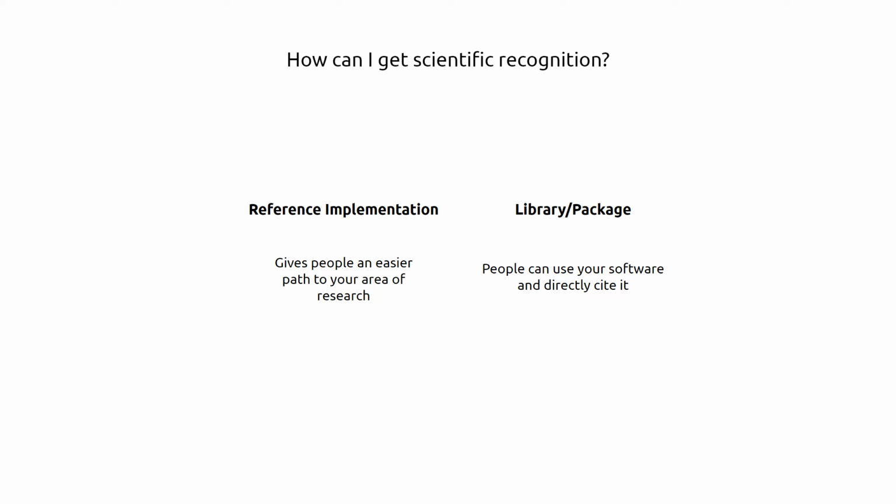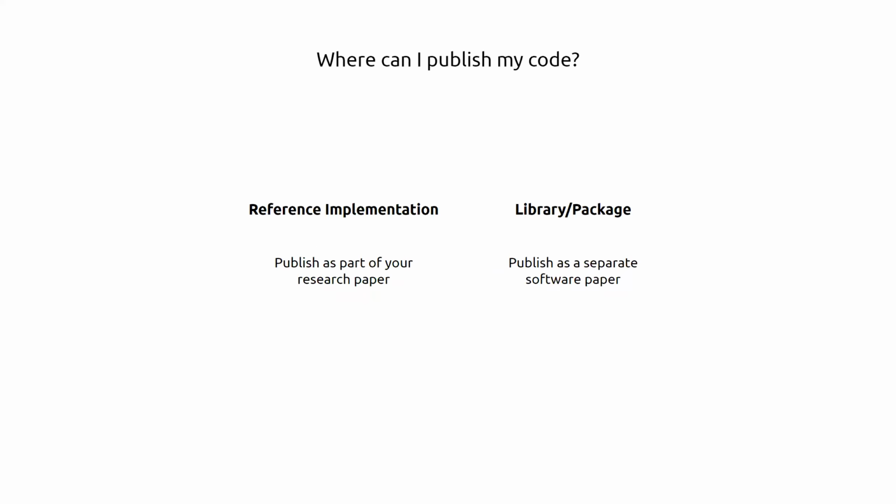And a library, or open source library, goes to the next level. It allows people to just directly cite your work. Yeah, so okay, let's say you have one of these and want to publish it. I would say for a reference implementation, publish it as part of the paper that it's implementing.